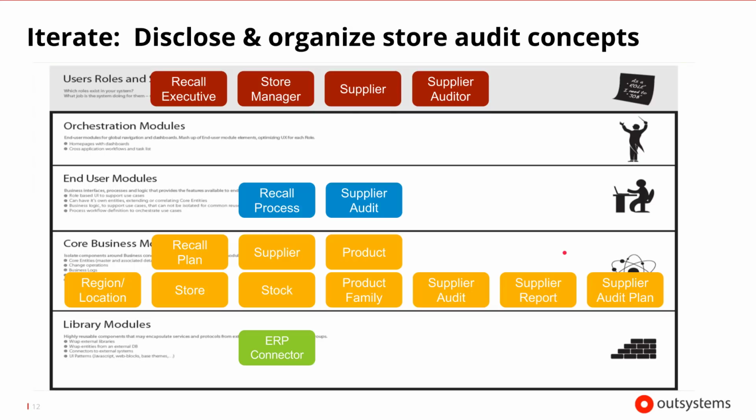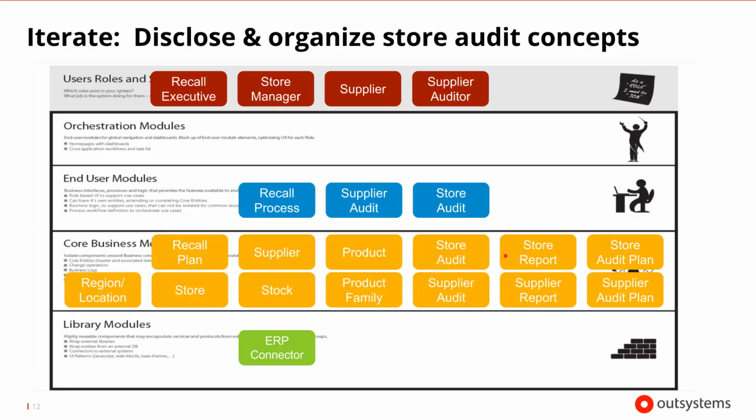So again, if we come back to our 4-layer canvas, we would add store audit as a process, because that set of end user modules, all of these processes will need some sort of user interface to be able to interact with them. We would then add a store audit, a store report, and a store audit plan as core business concepts that are important. And we know we'll need a store auditor and a regional manager to select that auditor.